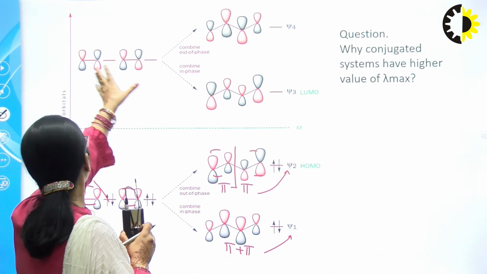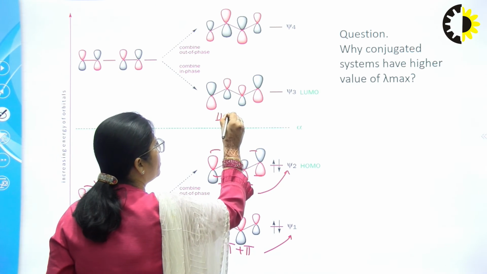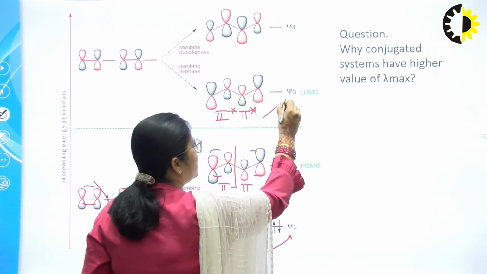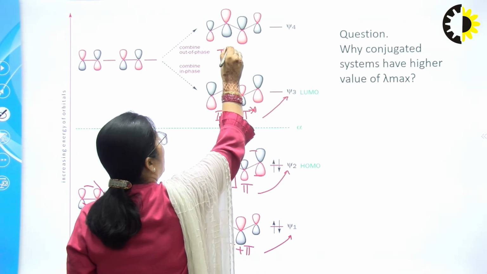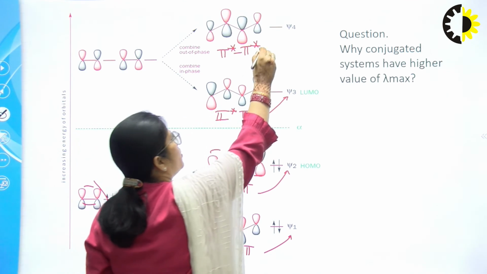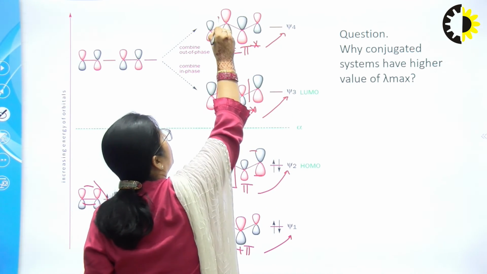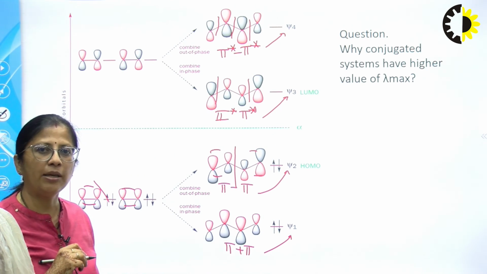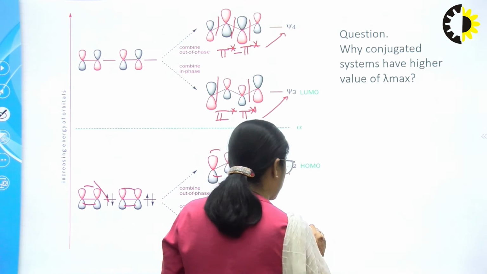In psi 3, the pi star orbital, when pi star combines with pi star, the addition effect, it is known as psi 3. And if pi star combines out of phase with pi star, then it is known as psi 4. Here two nodes are present, and here you can see there is out of phase combination, therefore three nodes are present.